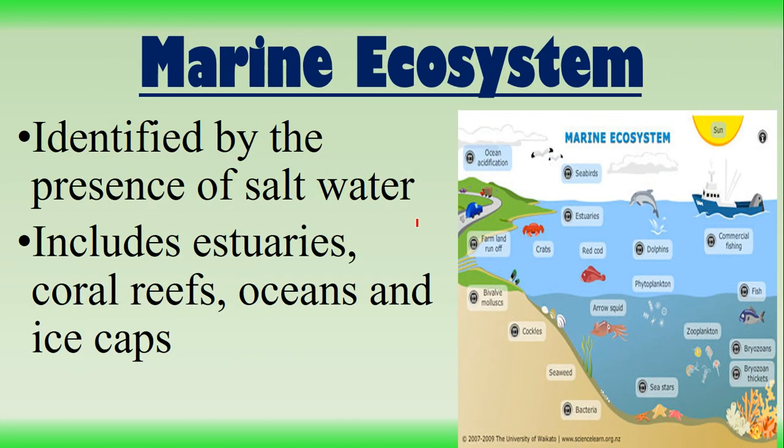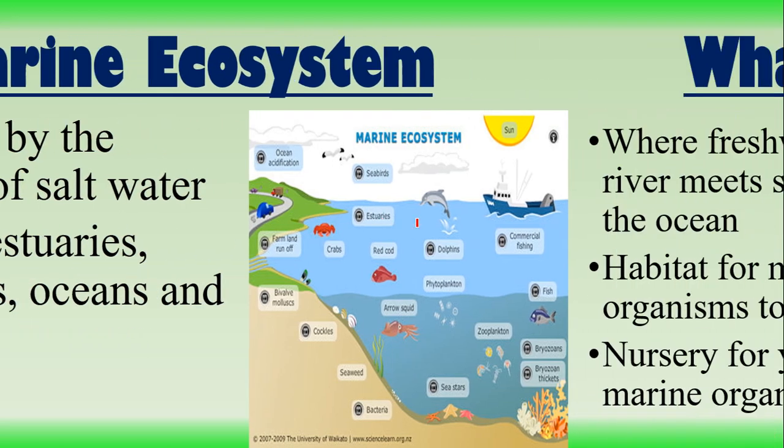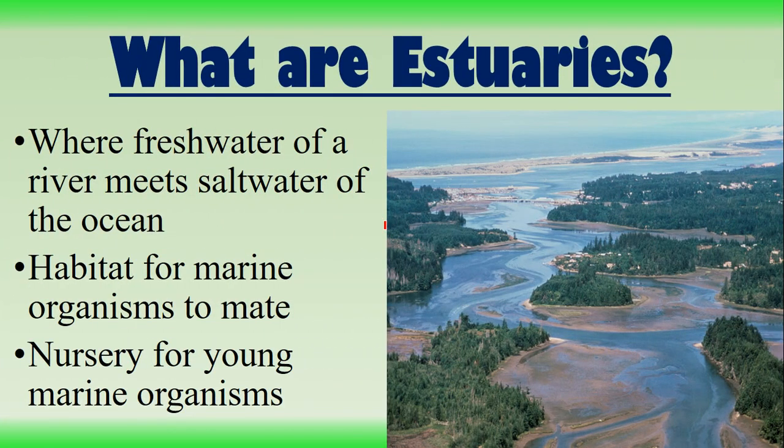Marine ecosystems, they're identified by the presence of salt water. These include estuaries, coral reefs, oceans, and ice caps. So, what are estuaries? This is another water ecosystem that I think is really important. It is a marine ecosystem. It's where the fresh water of the river meets the salt water of the ocean. So we call this water brackish because it's a mixture of the two.